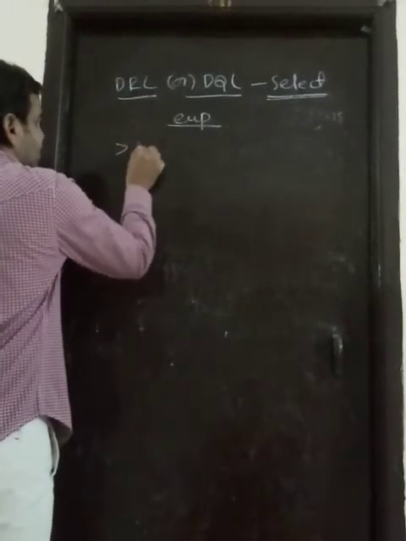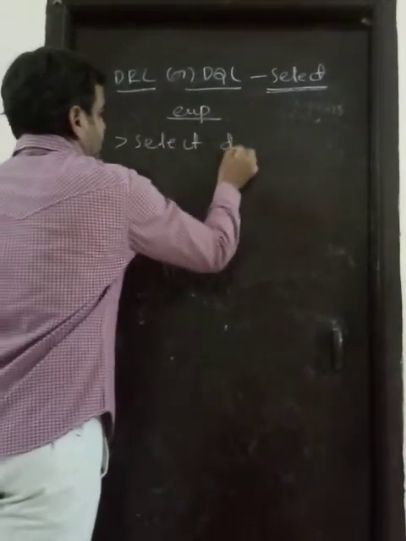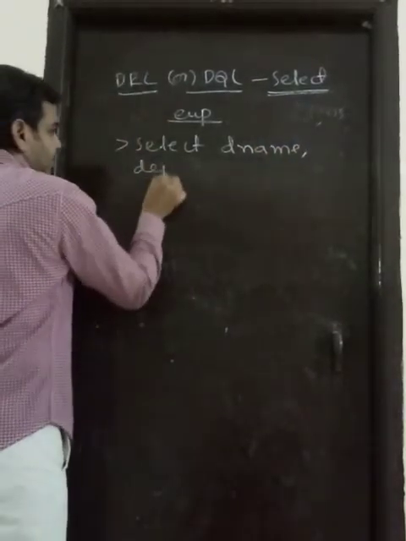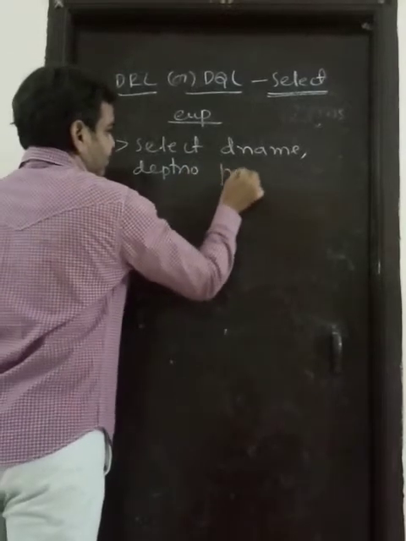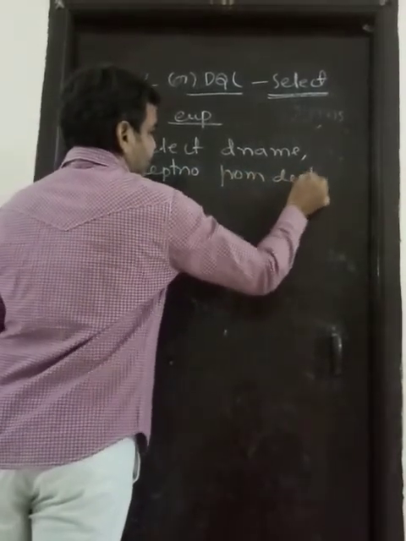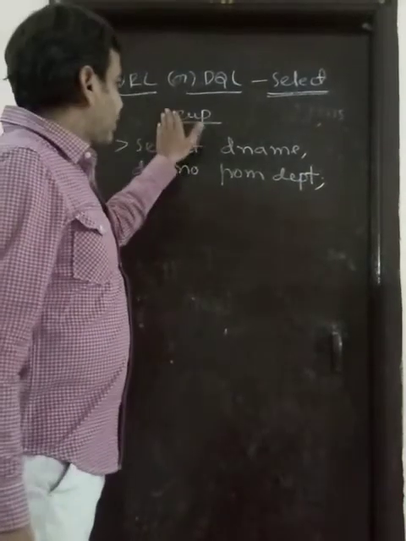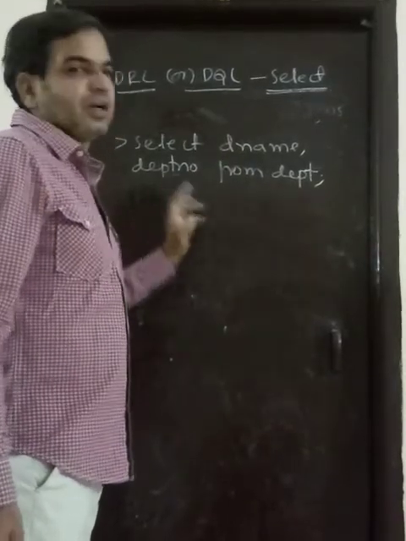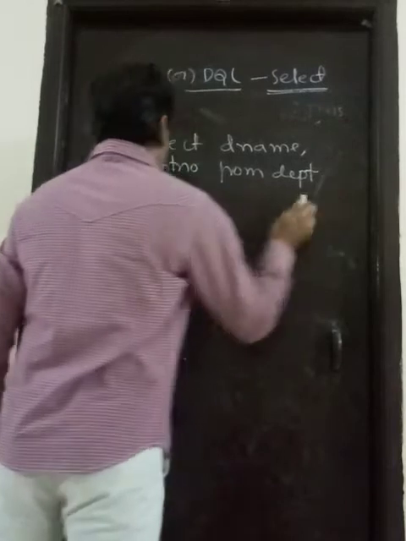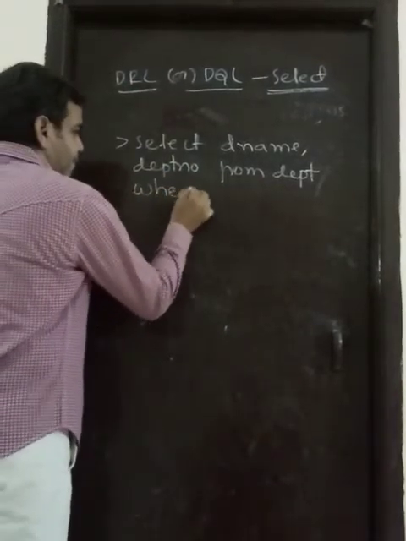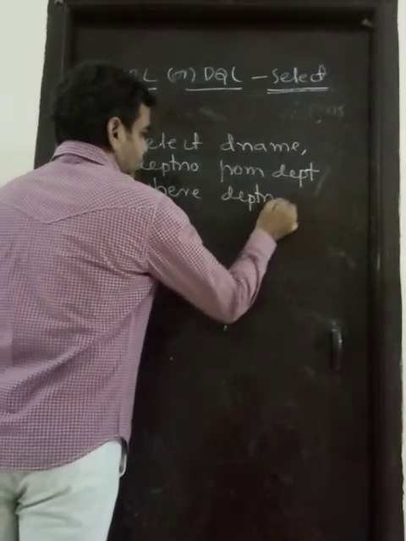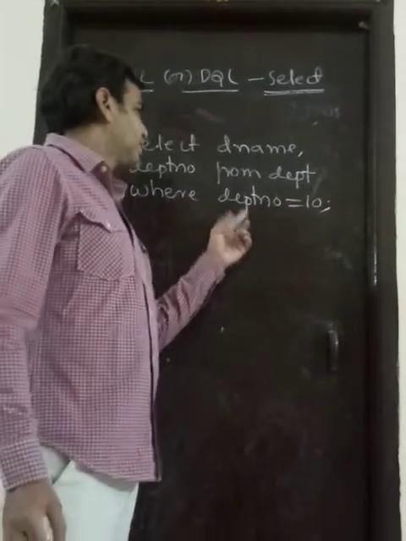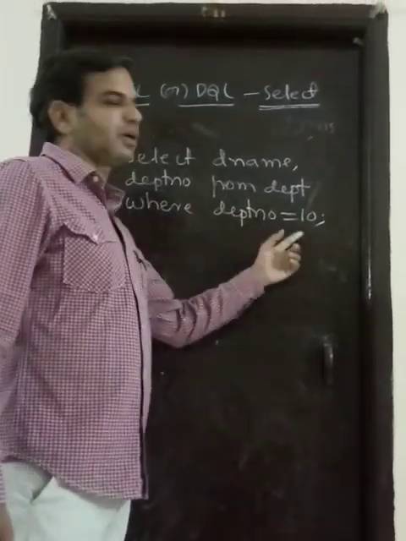See, select department number, department name, from the department table. So department is also one of the default tables which contains 3 columns. I am accessing only 2 columns: department name and department number. If you want to specify a where clause, where department number is equal to 10, only 10. Okay, so it will display 2 columns of information for those who are working in department number 10.